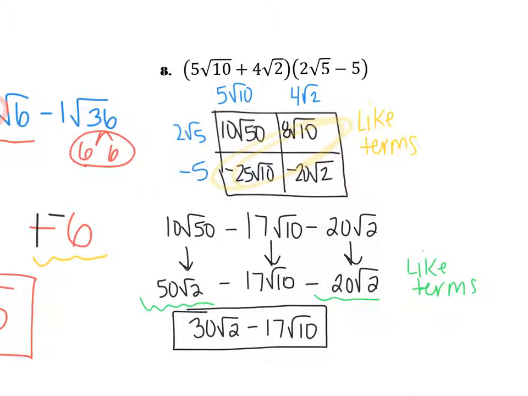Okay, here's my work. I used the box method to help organize my multiplying. Of course, I reduced my answer and found some like terms, so final answer 30 square root 2 minus 17 square root 10.